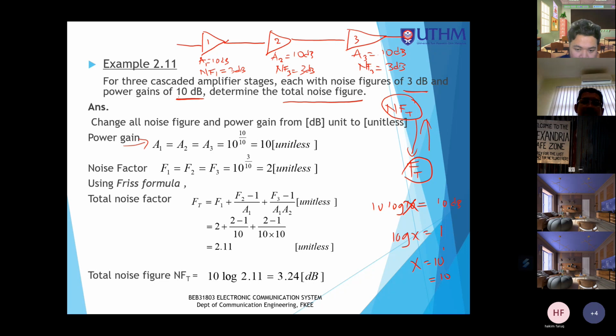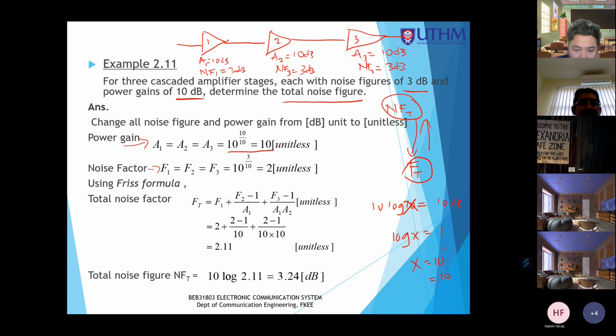Okay. So this is 10 for the gains. What about the noise factor? Sama juga, noise factor anti-log of 3 dB. Macam mana nak anti-log of 3 dB? So therefore, kalau you lihat F1 sama dengan F2 sama dengan F3 sebab semuanya sama 3 dB, 3 dB, 3 dB. So anti-log of 3 dB, okay, anti-log of 0.3.